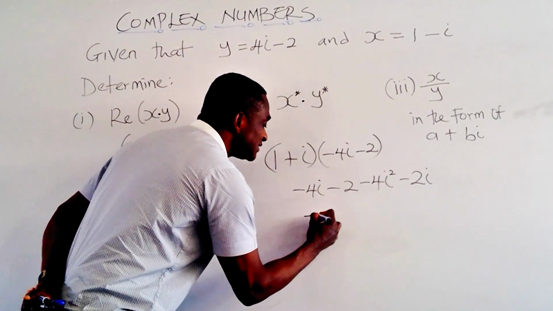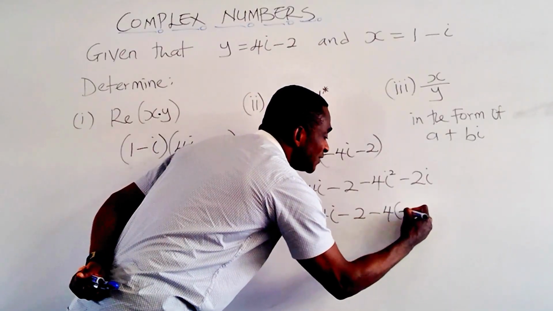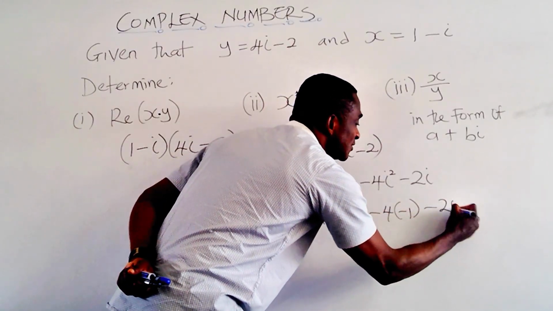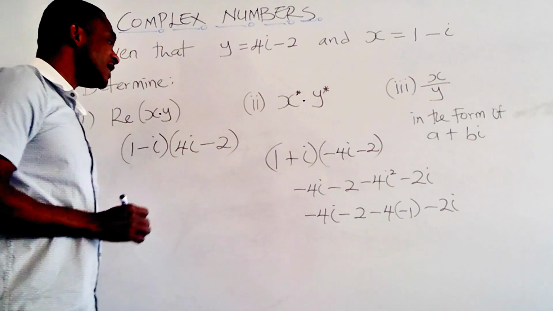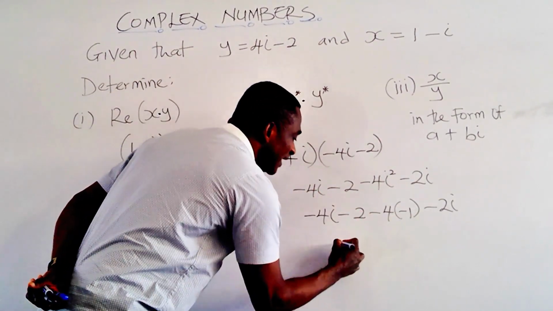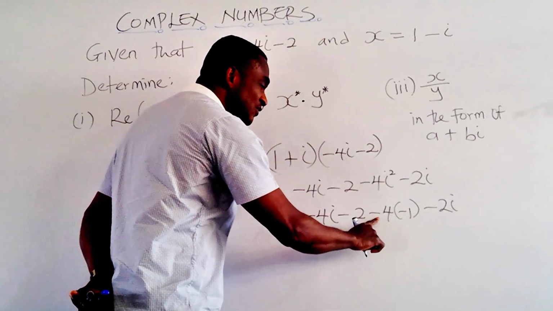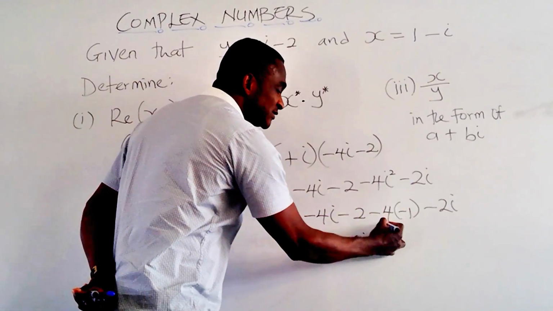Now, let's go to the next step. Negative 4i minus 2 minus 4i squared, with i squared replaced, is negative 1 minus 2i. Now, let's collect like terms. This is negative 4i, negative 2i. That's negative 6i. And then this is negative 2, negative 4 times negative 1 is plus 4.